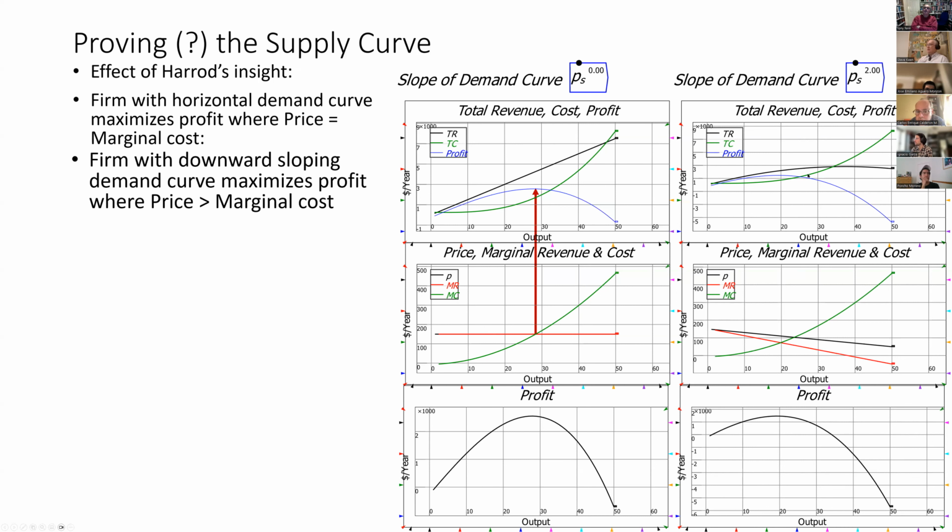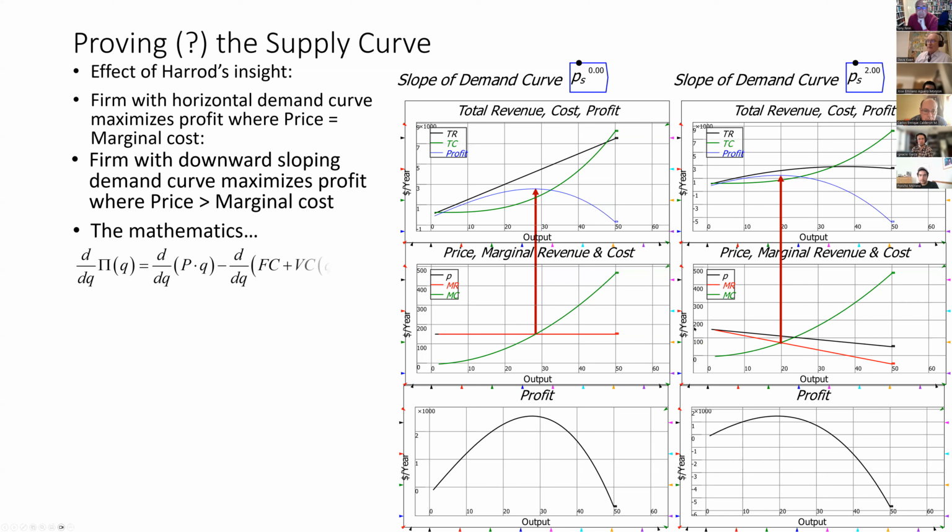Still the same total cost curve, still the same marginal cost curve here. And you now maximize profits, not where the black line equals the green, which is the larger quantity at a higher price, but where the red equals the green. There's your maximum profit. And the mathematics is quite simple, but economists think they're clever doing this.